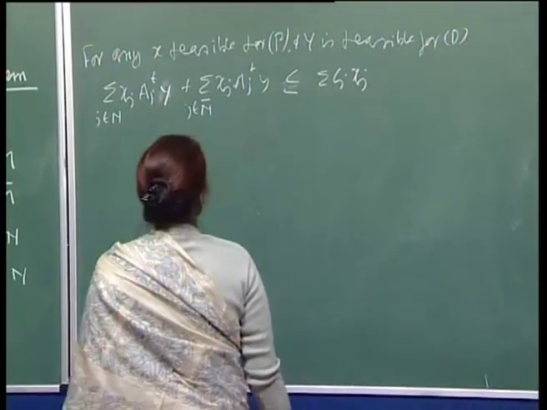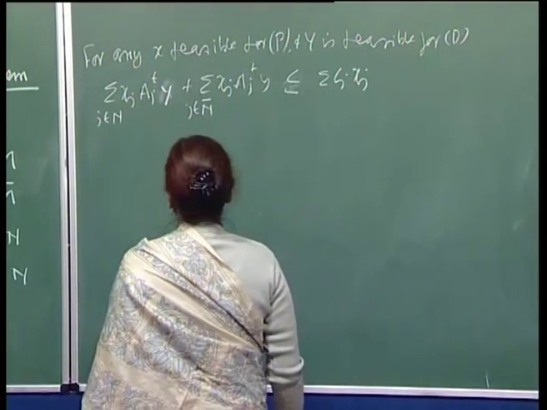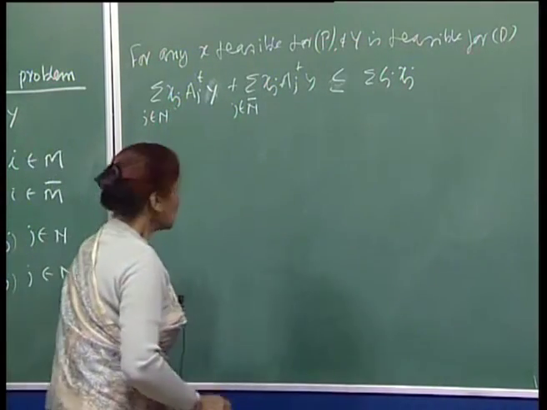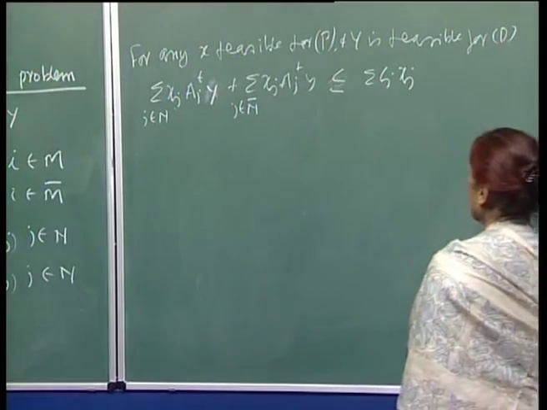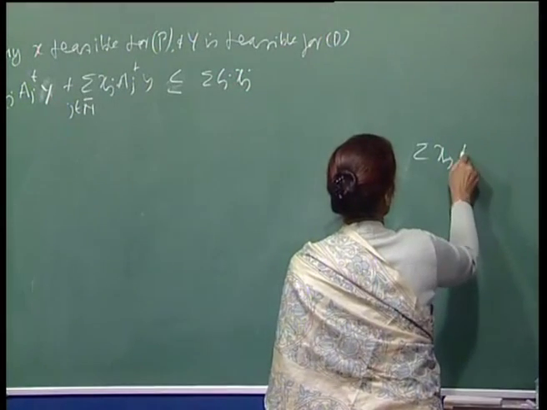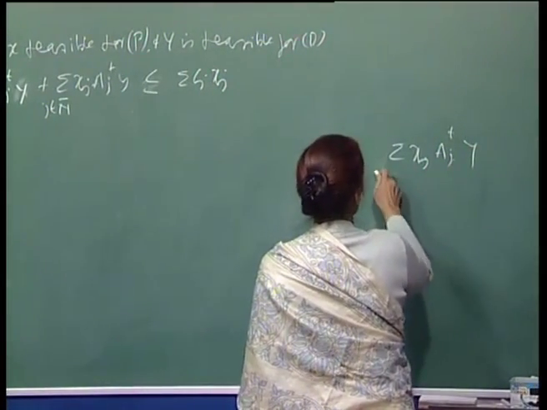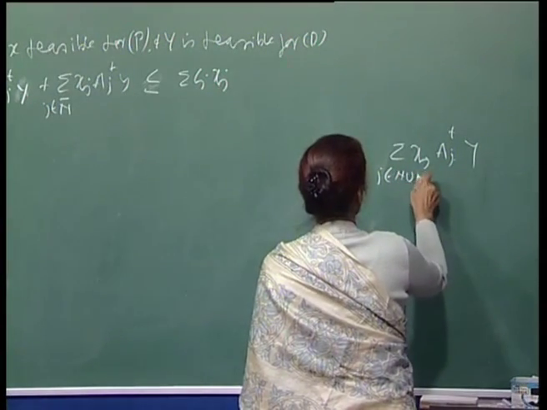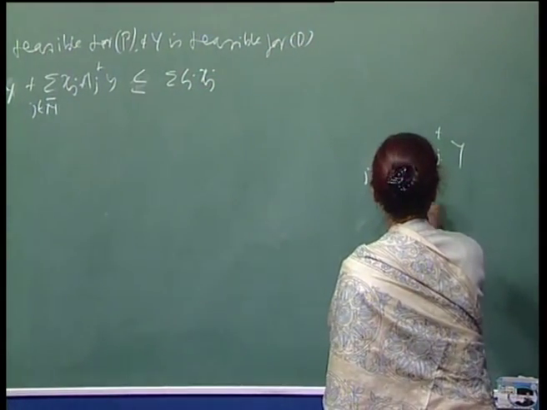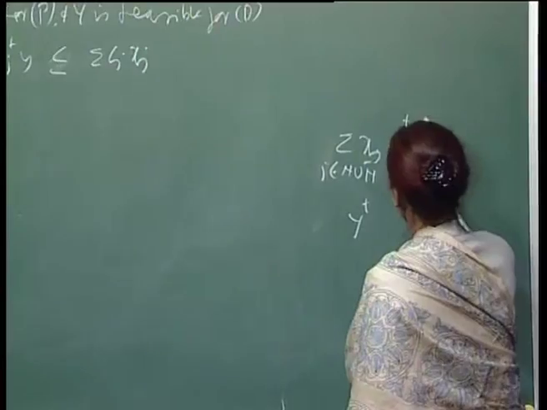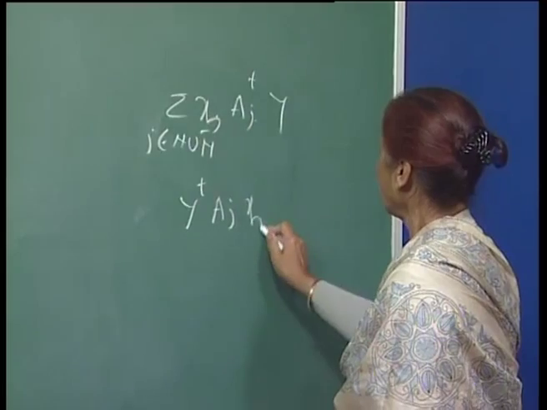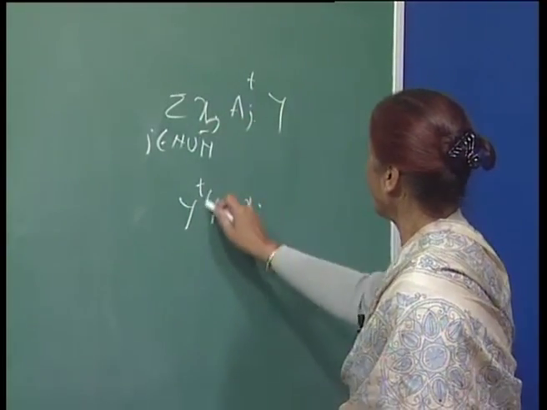cj xj. And here now you can rewrite this as, when you sum up, xj aj transpose y. So, this is actually summation xj aj transpose y, j belonging to n union n bar. Okay. So, this I can rewrite as y transpose, see, this is a single number, so I can take a transpose and it will not change. So, y transpose aj xj, I am taking the transpose of this whole thing.